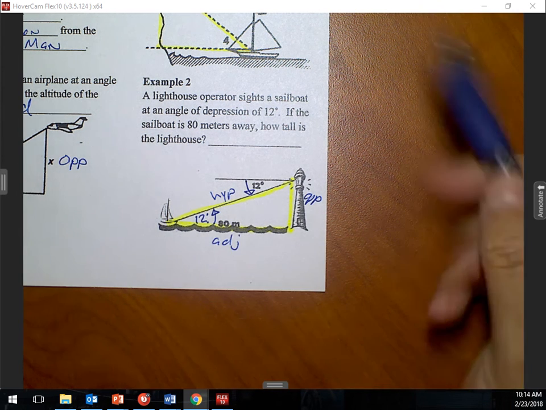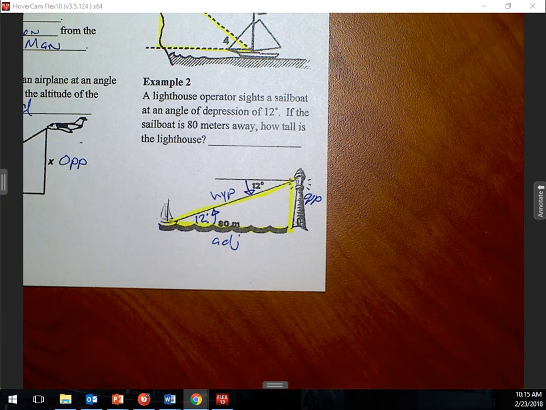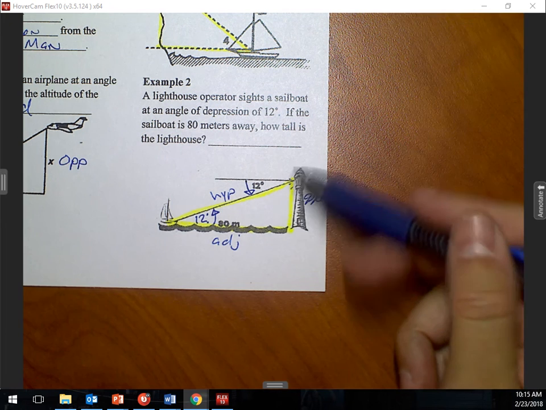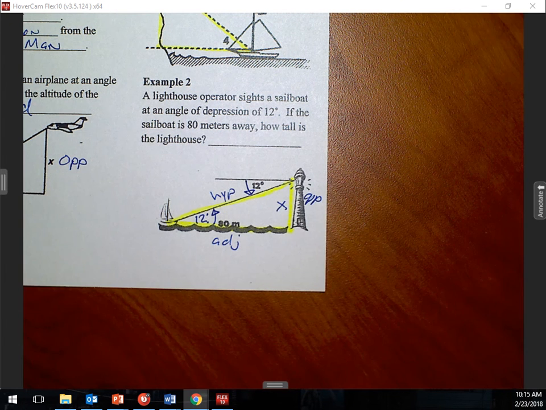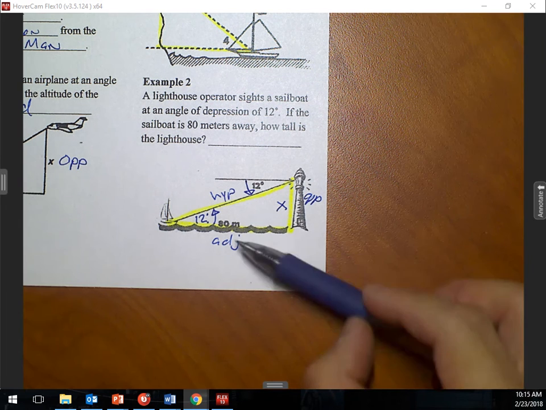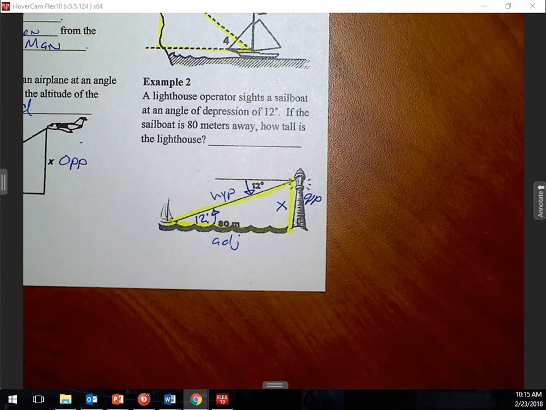Very good. Okay. How tall is the lighthouse? So what goes there? X. So it's going to go right here on my lighthouse, isn't it? Okay, so I'm going to put an X right there. So what am I working with here now? Opposite and adjacent, so that's going to be? Tangent. Very good. So I'm going to do that one here now.